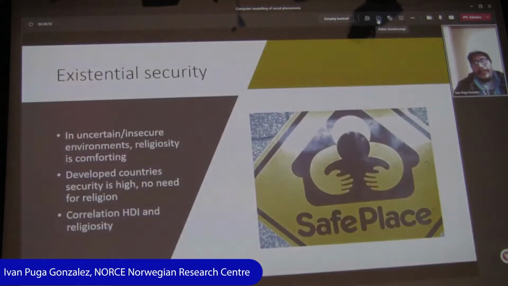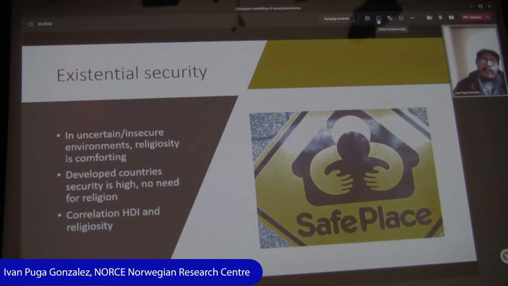So what is existential security? Well, the main argument of existential security is that whenever you are living in an uncertain environment or an environment that is insecure, individuals have these anxiety feelings, right? They may have these worries or discomfort because they are basically living in an uncertain future, so to say. Now, then, because of this, they may go into religion, right? Because religion, in some sense, is comforting, right? It gives you some hope. It gives you something to keep on going, right?